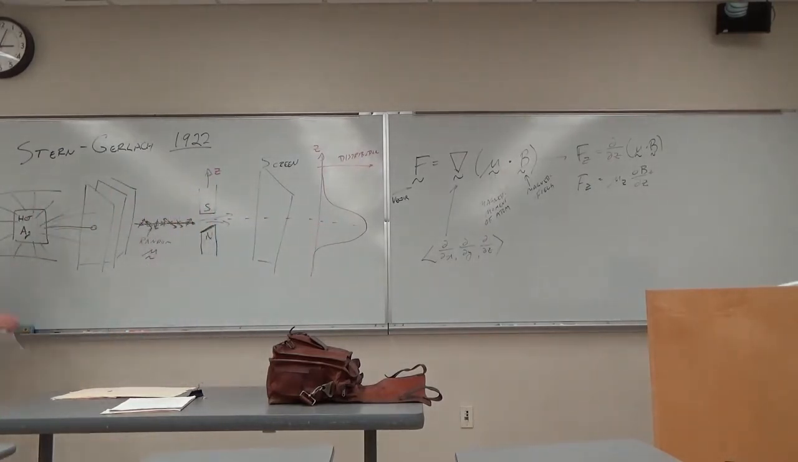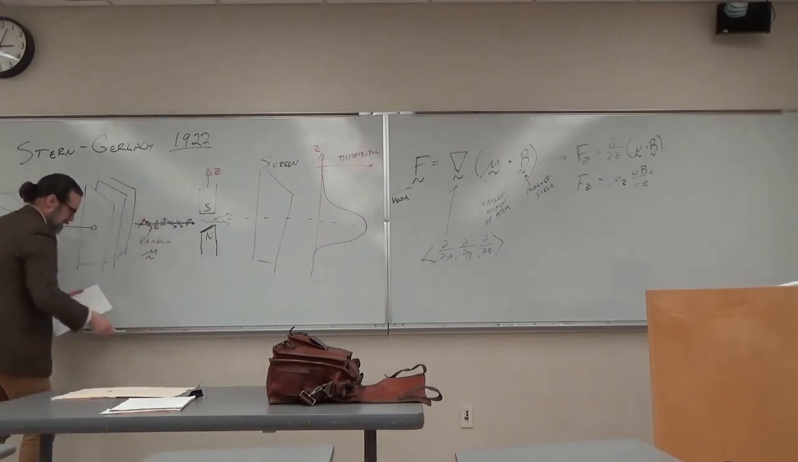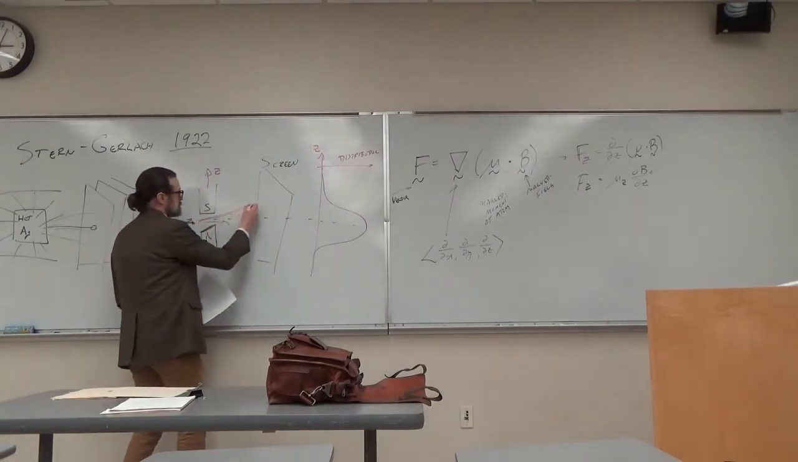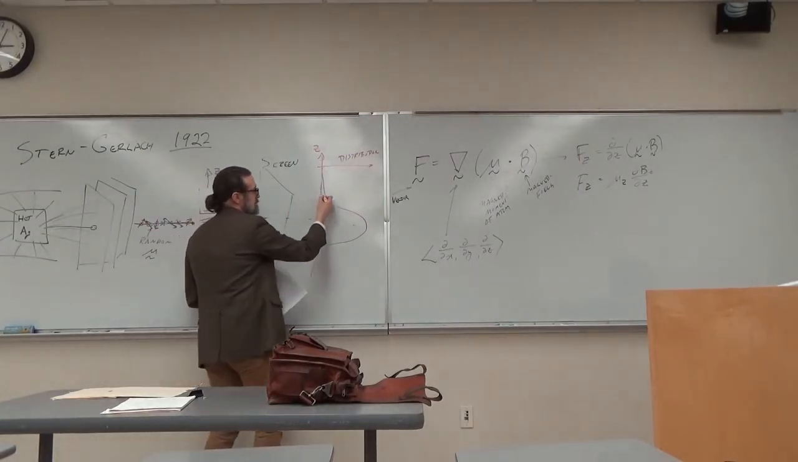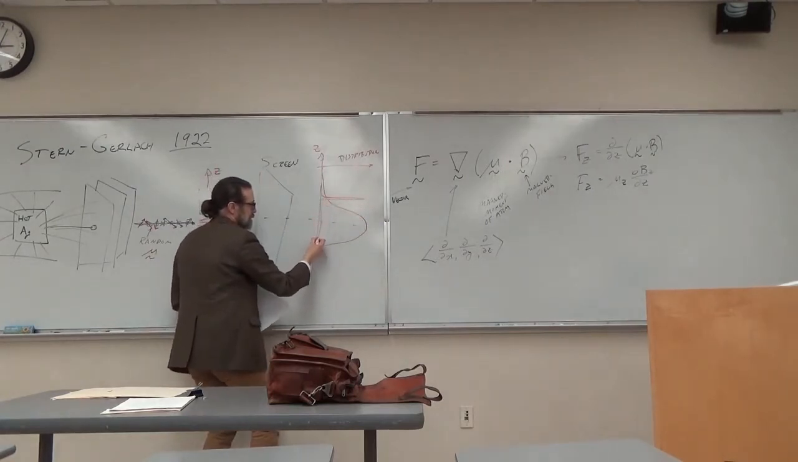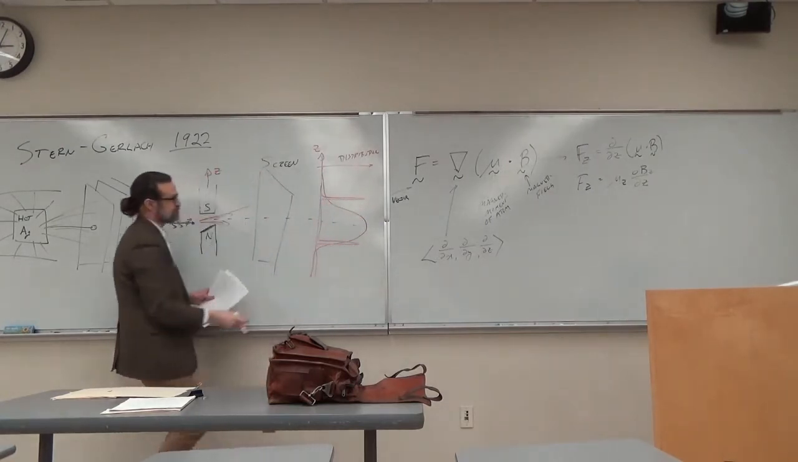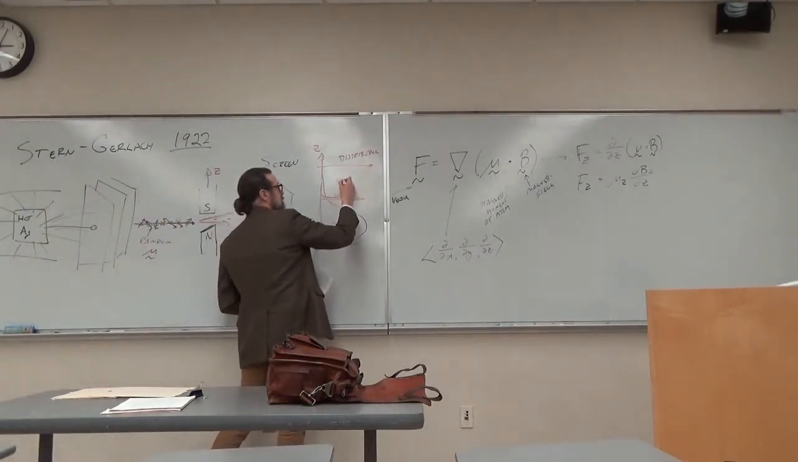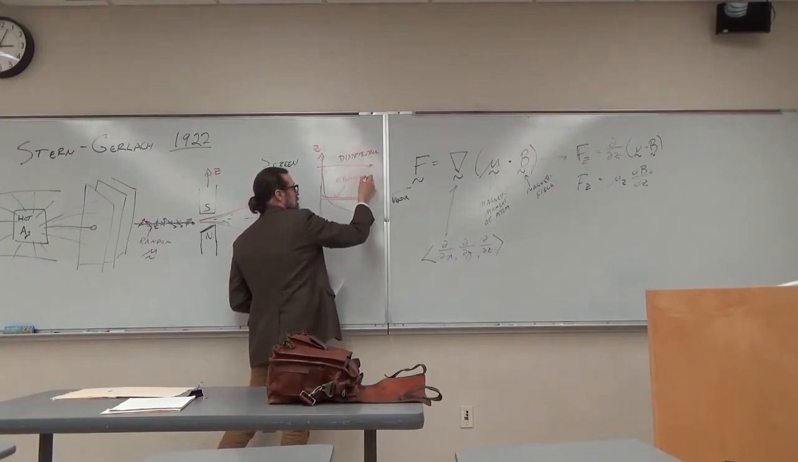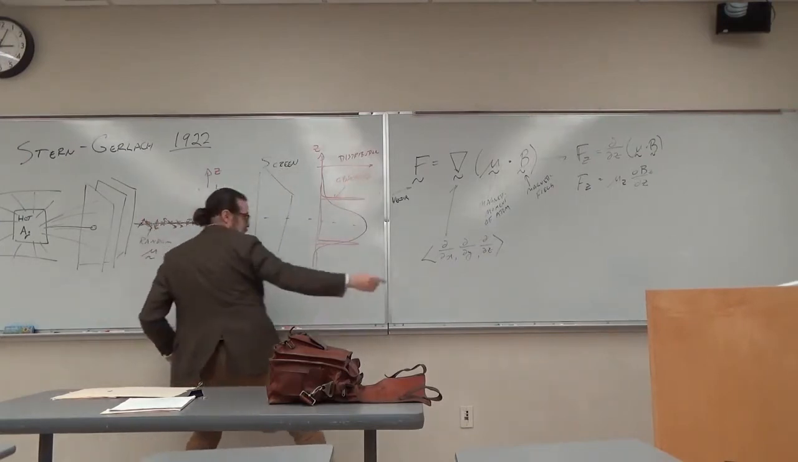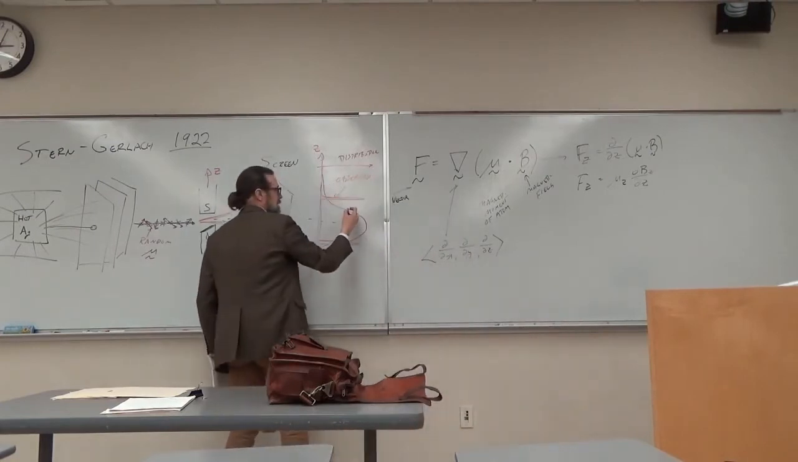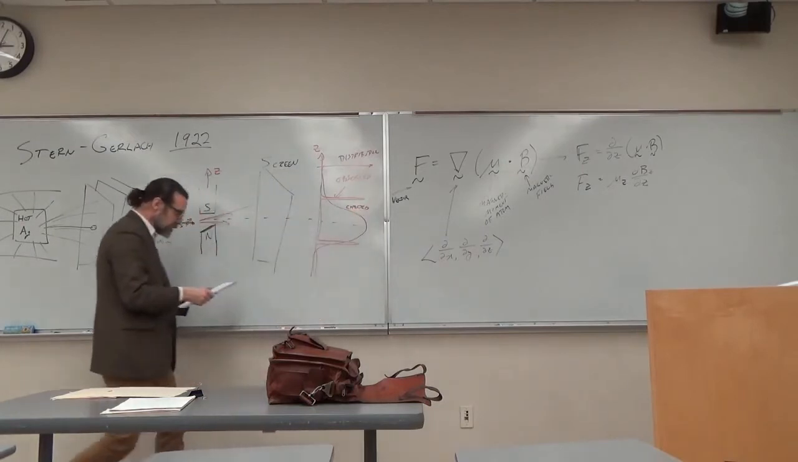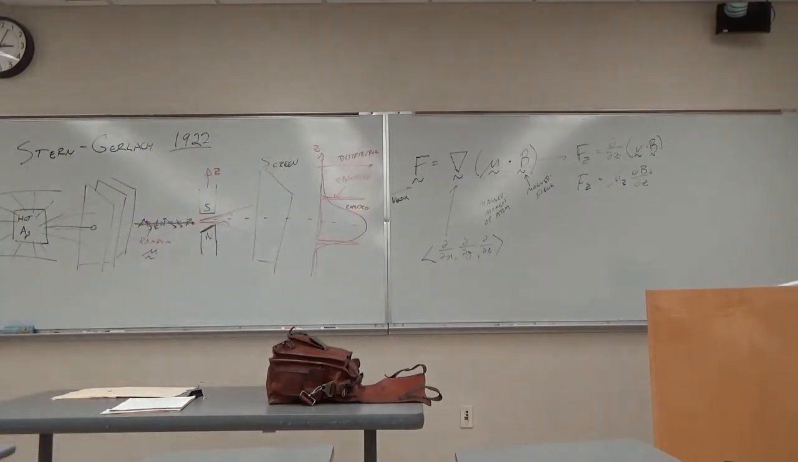What we observe are two discrete lines. And that's observed. And this is expected. So that was the surprise.